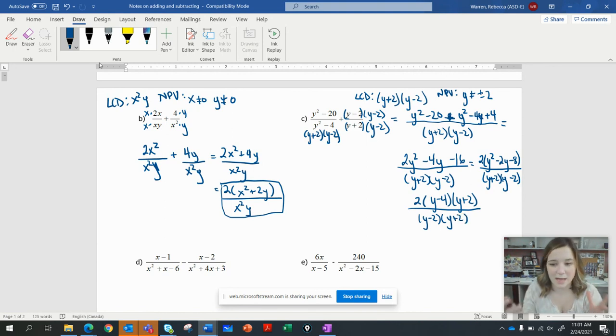So now that we're down to our last step and everything is just one fraction with a bunch of factors, now is when you can start to simplify and cancel some stuff. So I can cross out this y plus 2. So my final answer will be 2 bracket y minus 4 over y minus 2. That's it. That's your simplified expression. We did our non-permissible values. We are good to go.